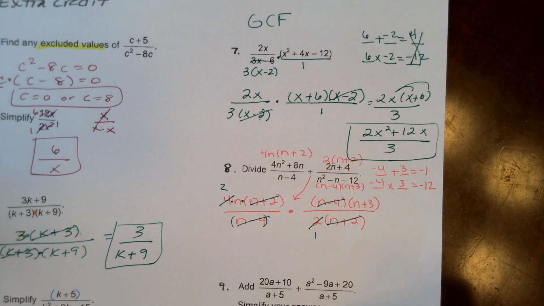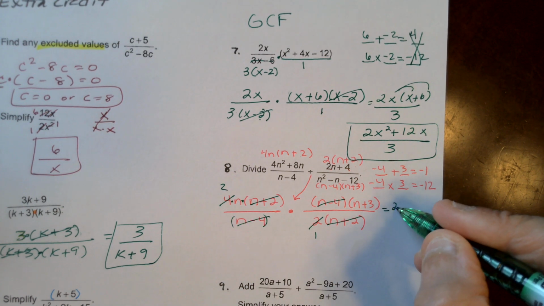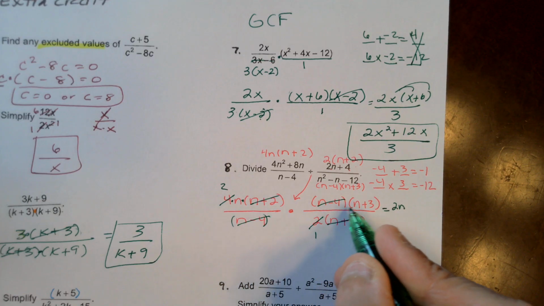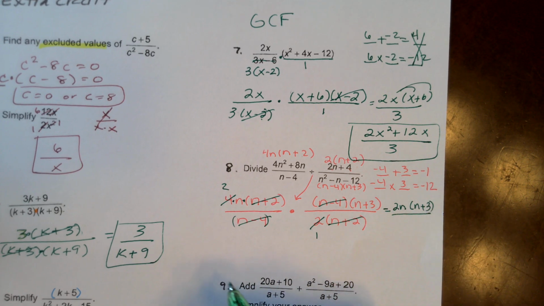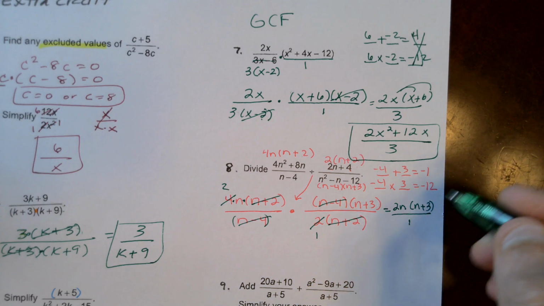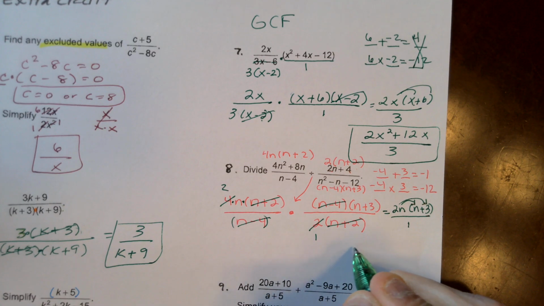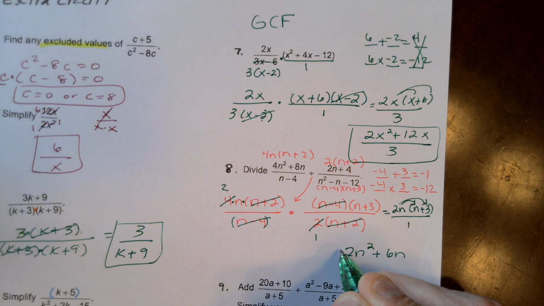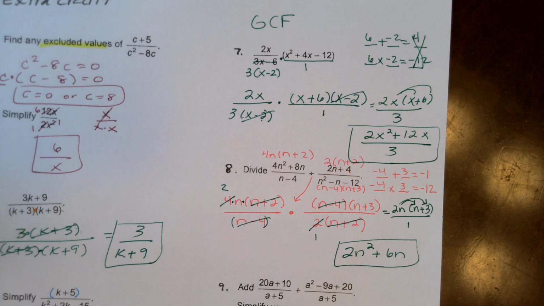So what the heck do I have left here? I have a 2n, what else? Times n plus 3. Be very careful to make sure you don't miss something. The bottom, yay, all gone. So we can just distribute those now and get our final answer. So 2n squared plus 6n. There's nothing in the bottom, so I don't need to put it over 1. I can just leave it like that.